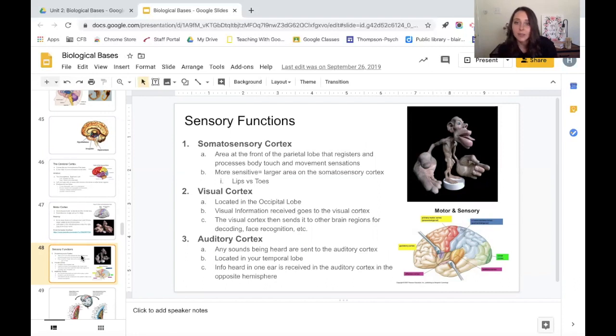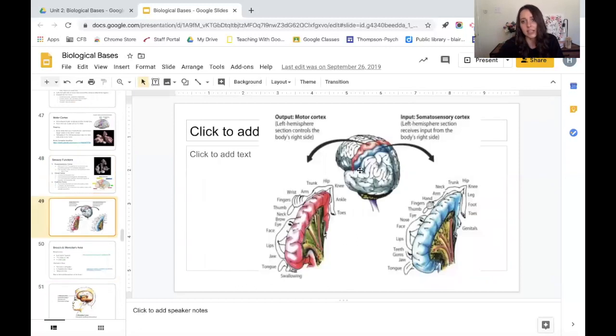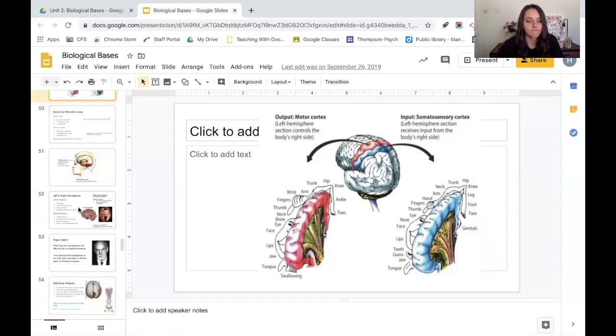Parts of your body that are the most sensitive have the most space on the cortex. So think about those parts of your body that are way more sensitive. They're going to have a lot more room on that cortex. And then you also have a visual cortex and an auditory cortex as well. Like I said, you can see in this picture, it's like a nice headband, right, for these two main cortexes.